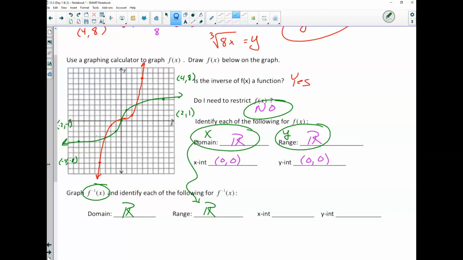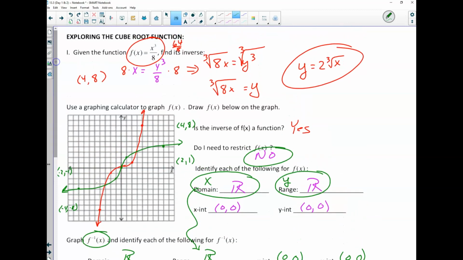Oh, what do we got going on there? Well, I have 0, 0. Well, they're going to switch 0, 0. They're going to flip everything out. Nothing changed there. Okay? We're going to have one more to graph here. And it's a little bit different, but check it out.